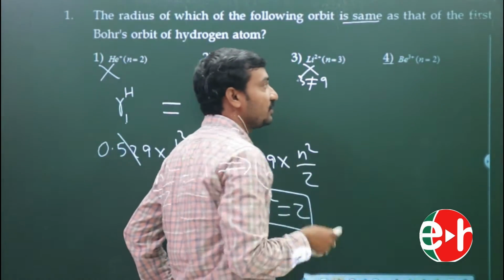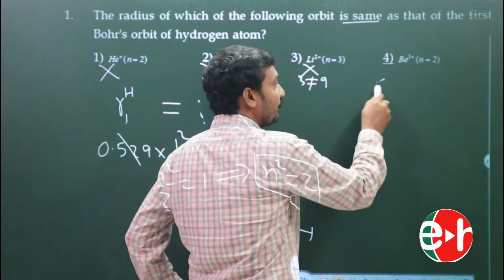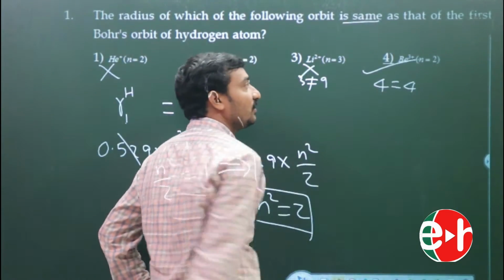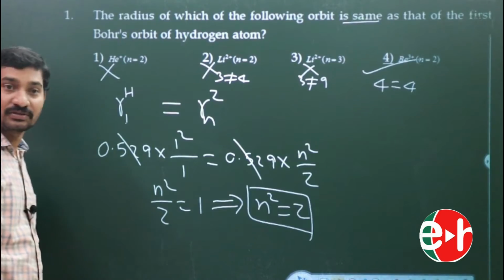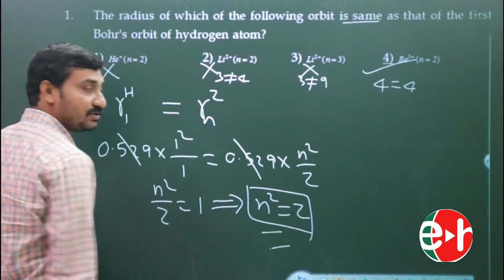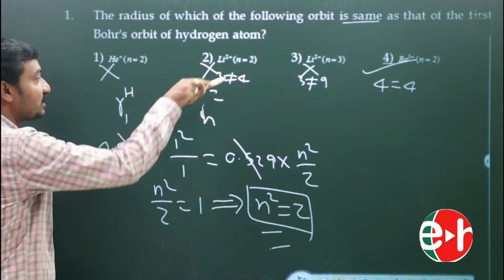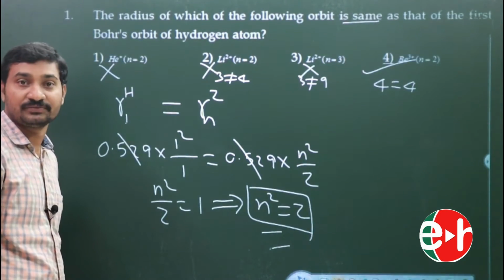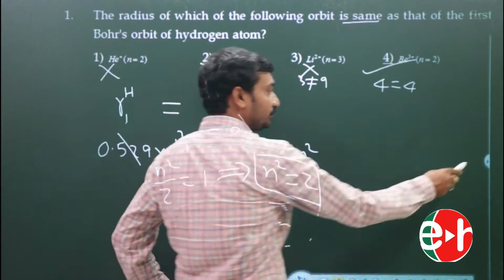Now coming to the last option, beryllium atomic number 4, n square value 4, equal to 4. Hence Be3+ is the right answer, because here we are getting n square is equal to Z. In which option n square equals Z, you can check by going through the options. Okay, next one.